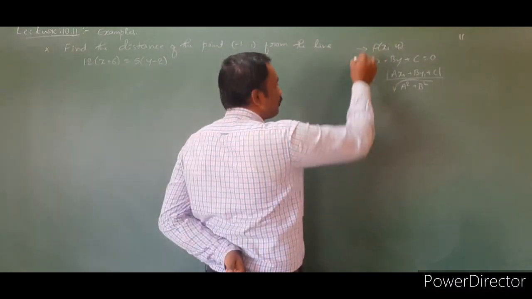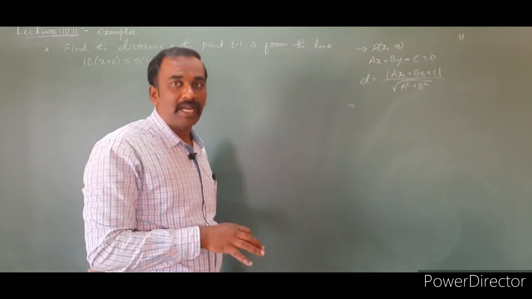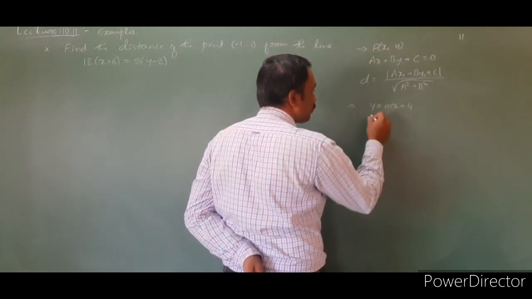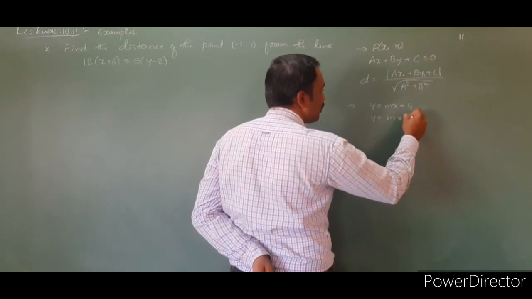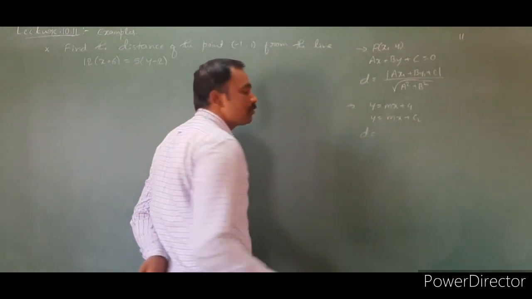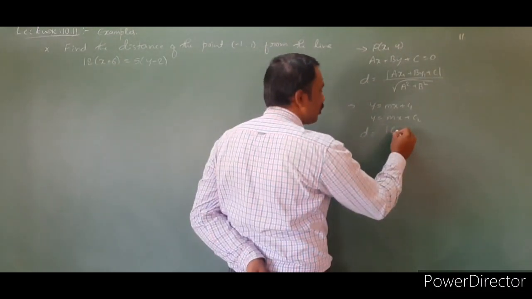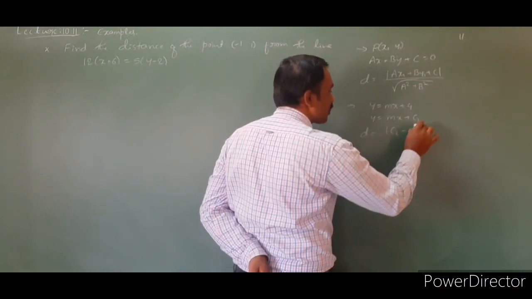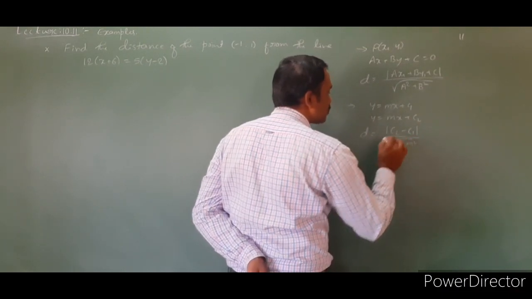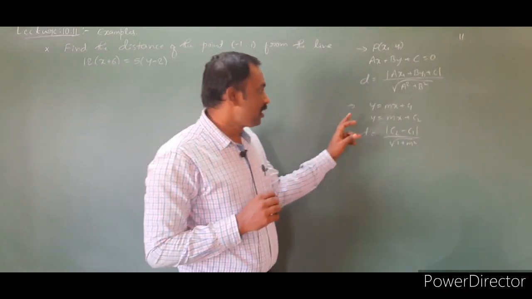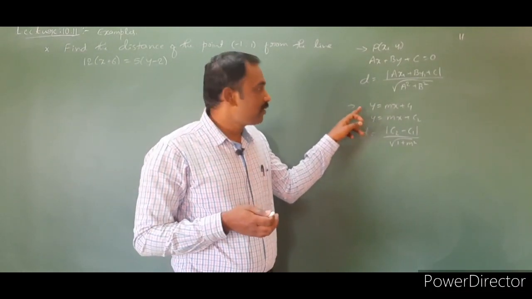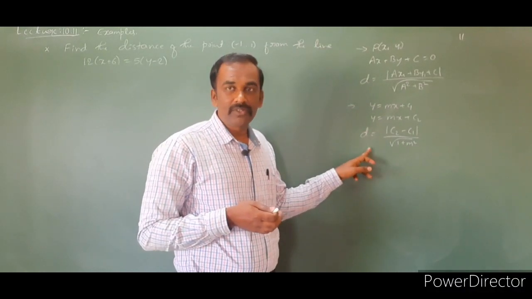Next thing is the distance between two parallel lines. Lines are given in the slope intercept form: y is equal to mx plus c1, y is equal to mx plus c2. In that case, the distance between the two parallel lines is equal to mod of c2 minus c1 divided by root of 1 plus m square, or m square plus 1. Here, while using this condition, be very careful.